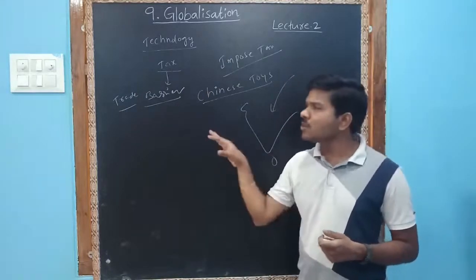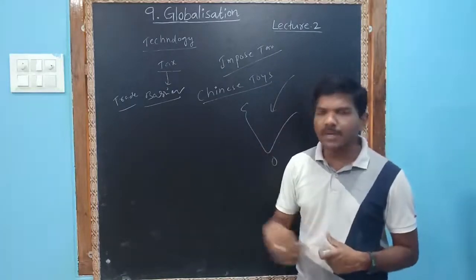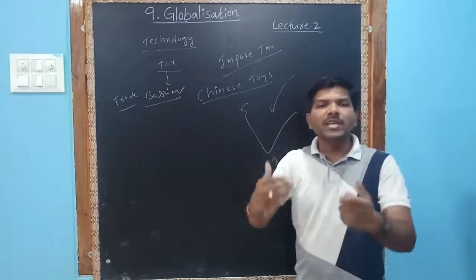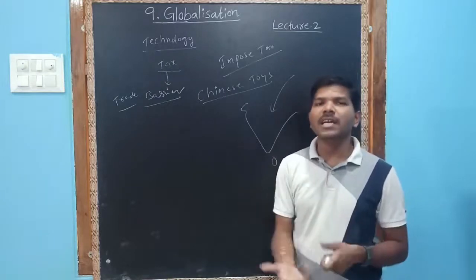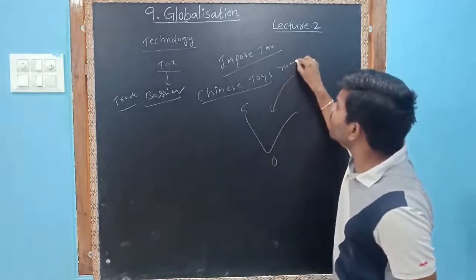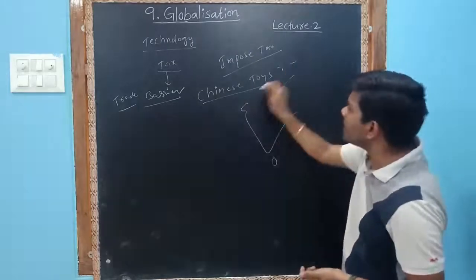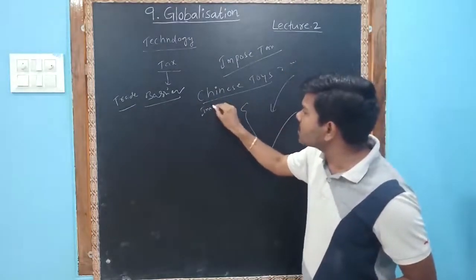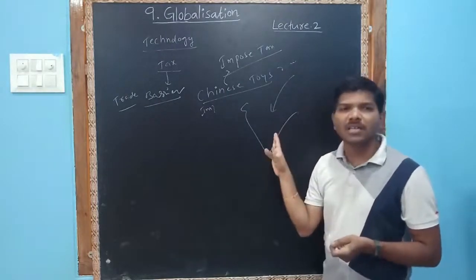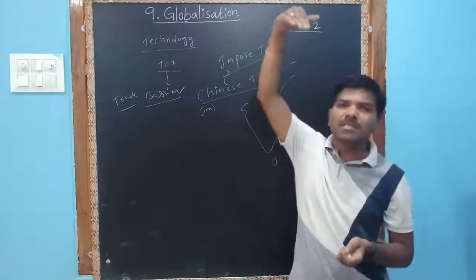But government can use this trade barrier to decrease foreign investment. I repeat, government can use trade barriers to increase or decrease foreign investment or foreign goods. Example, if the government removes taxes on the Chinese goods, more Chinese goods will come to India. If the government imposes taxes on the Chinese goods, their goods will not enter India. So the government sometimes manipulates, sometimes increases, sometimes decreases.